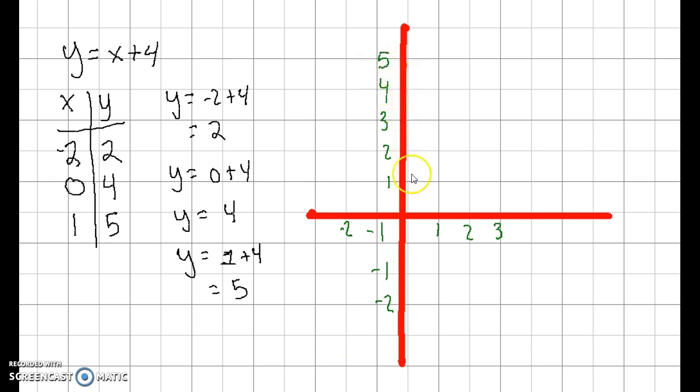All right, so we want to plot these points. So -2, 2. So -2, 1, 2. +2. We're right there. 0, 4. So 0, 1, 2, 3, 4. I'm right there. And then 1, 5. 1, 2, 3, 4, 5. So again, if you picked numbers pretty close to each other, you're going to already notice that it kind of gives you that straight line.